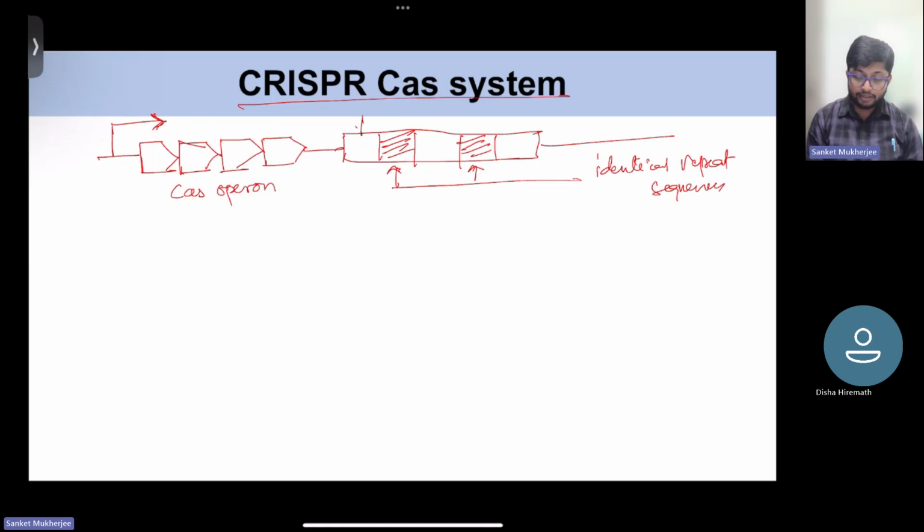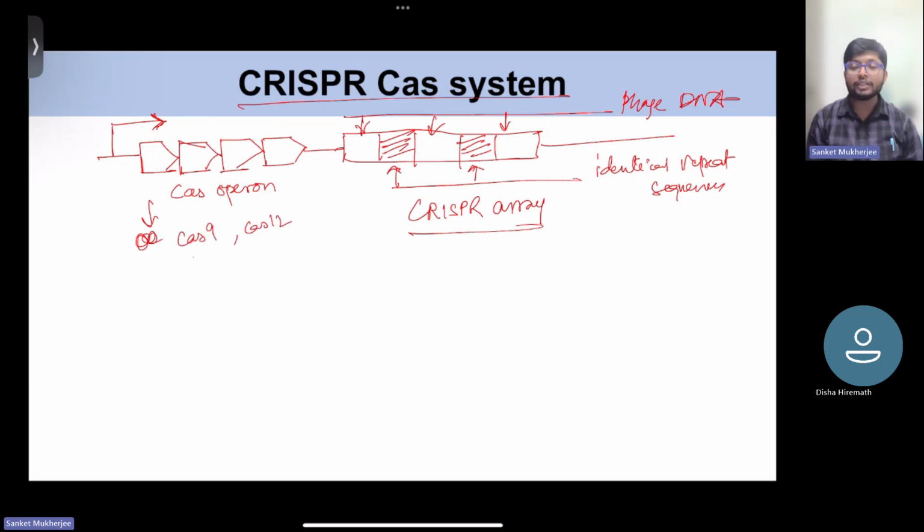And in between these spacers were sequences similar to the phage DNA, bacteriophage DNA. So this CRISPR array was essential for recognizing the specific DNA sequence, and the Cas proteins, whatever is translated after this, like Cas9 or Cas12, we'll study about it. They were important for cleavage, right? That was how this system worked in bacteria.